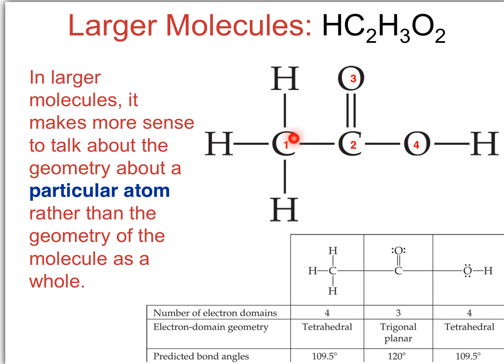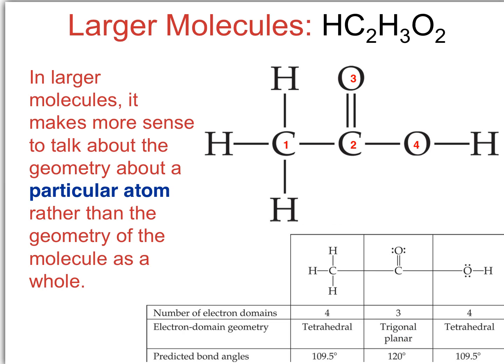So if I look at this first central atom, it has 4 electron domains, all 4 of which are bonded. It is therefore tetrahedral. Okay. However, if I look at this carbon, 3 electron domains, and all 3 of which have an atom, trigonal planar.